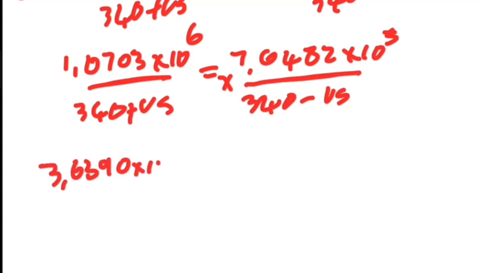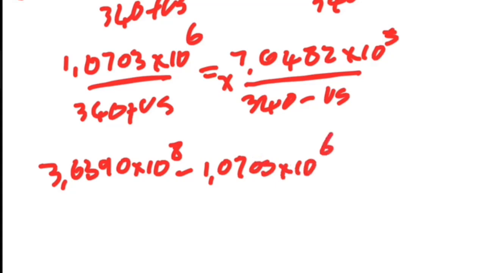3.6390 times 10 to the power 8 minus 1.0703 times 10 to the power 6 Vs. I just multiplied this with this. Now I need to multiply this with this. So let me go ahead and do that.